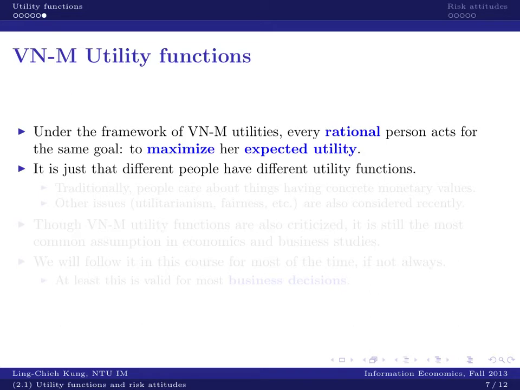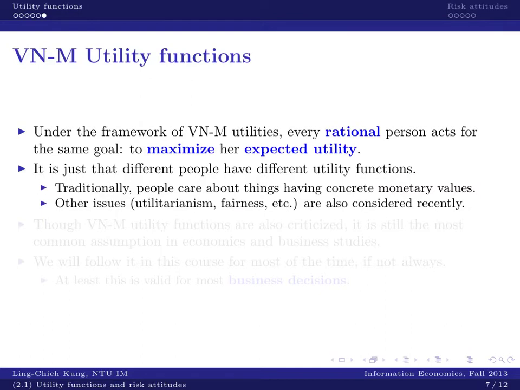Now I have a very simple way to formulate how people will make decisions. All they want is to maximize their expected utility. The only reason that people behave in different ways is that they have different utility functions.